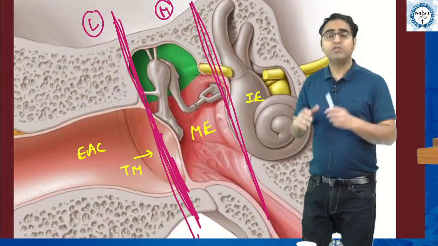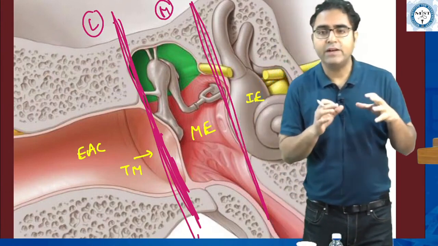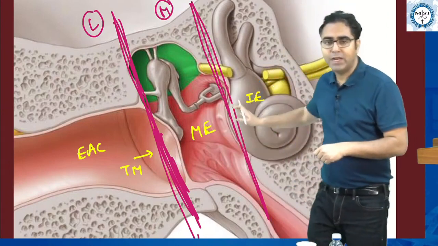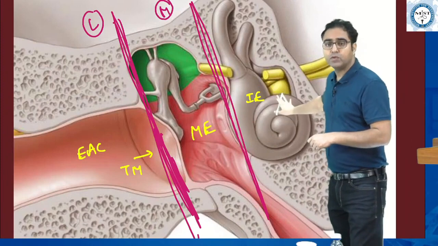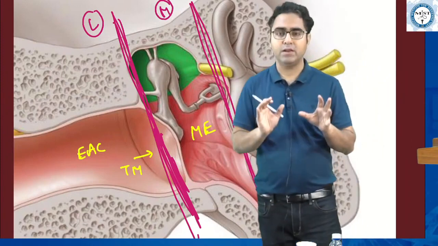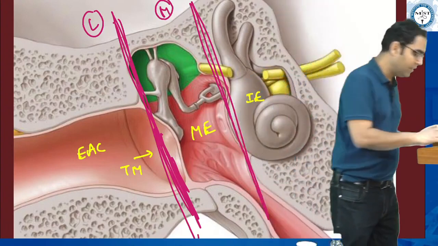Now, the inner ear wants to show off that I'm also there. So the inner ear creates a few projections on the medial wall of the middle ear, because behind the medial wall lies the inner ear. Those projections are important to remember, beta. Now, open up your notes, everybody.